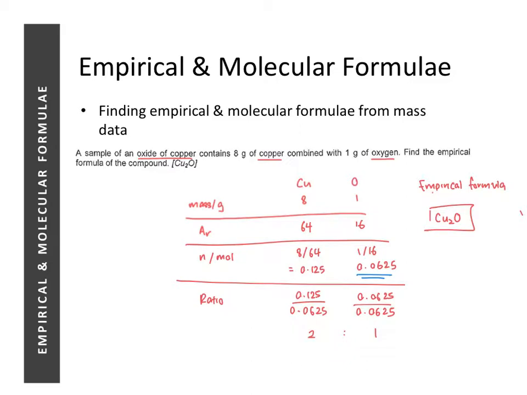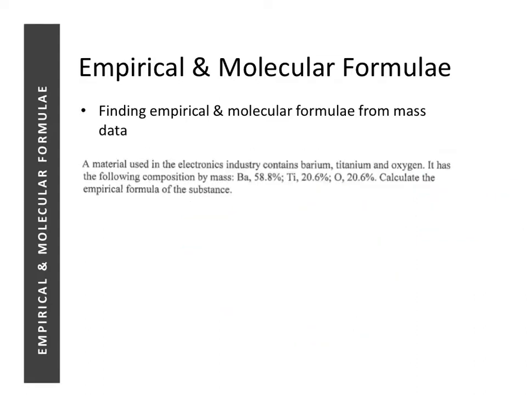Now we're going to use this method to look at a few other questions regarding mass data. In this question, we have a compound that's made up of 3 elements: barium, titanium, and oxygen. One other difference between this question and the one before is that you are not given the absolute mass of the elements, that means not in grams, but you are given percentages: 58.8% of barium, 20.6% of titanium, and 20.6% of oxygen.